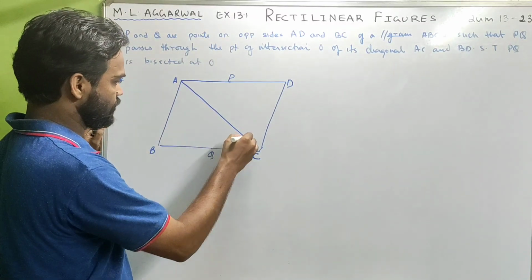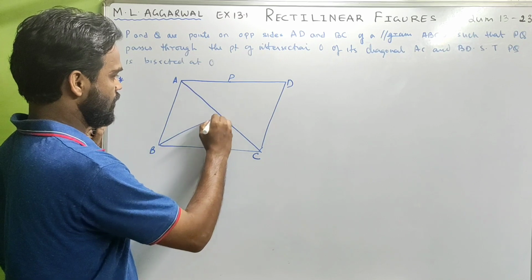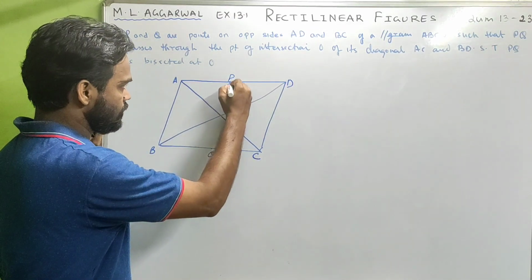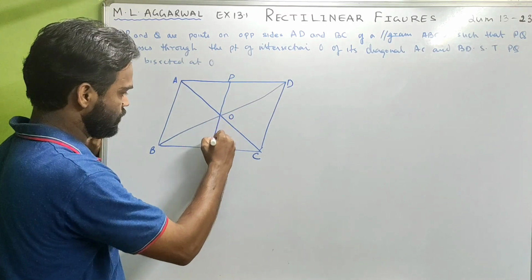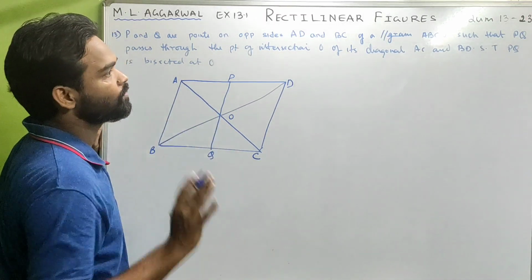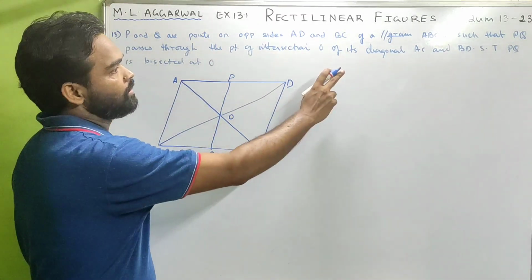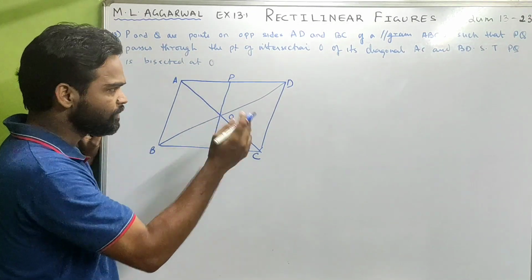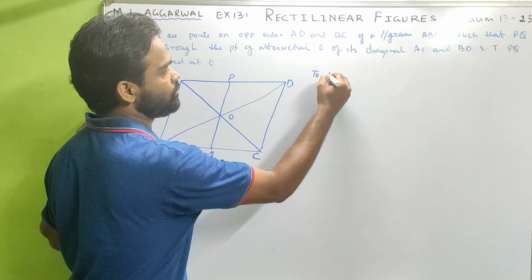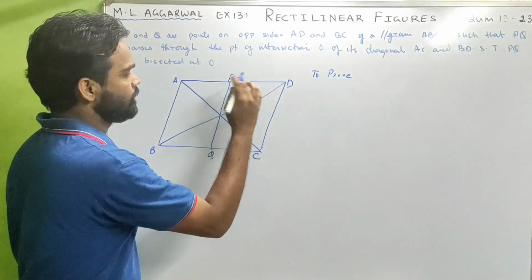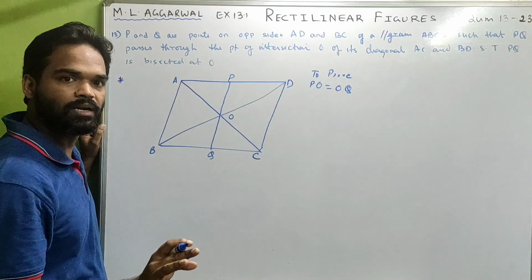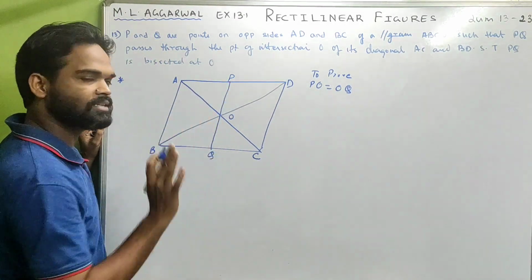So first draw the diagonal AC and BD. Suppose this is O, then PQ passes through O. Show that PQ is bisected at O, which means what we need to prove? To prove PO equals to OQ, then our work is done, which means PQ is bisected at O.